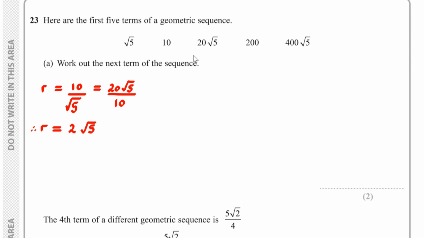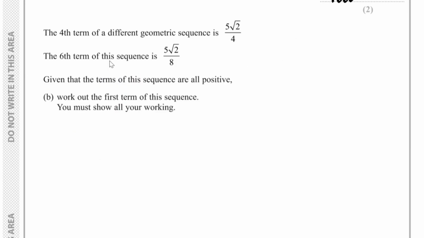So to work out the next term of the sequence, what we would have to do is take this 400 root 5 and multiply that by 2 root 5, and working that out, 400 times by 2 is 800, root 5 times root 5 is 5, 800 times 5 is 4000. So we have 4000. Next, the fourth term of a different geometric sequence is 5 root 2 over 4. The sixth term of the sequence is 5 root 2 over 8. Given that the terms of this sequence are all positive, we have to work out the first term of this sequence. You must show all your working.